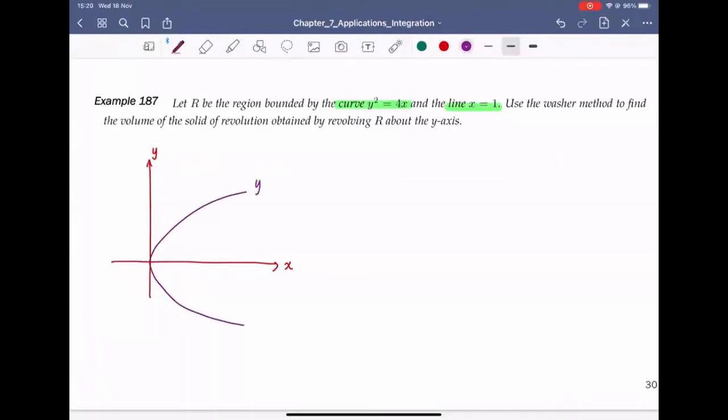It's going to be that. This is y squared equal to 4x. And then we have x equal to 1, which is that. So we just need the region bounded by these two curves, which is that.